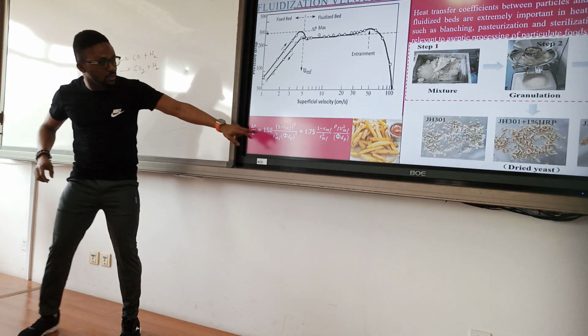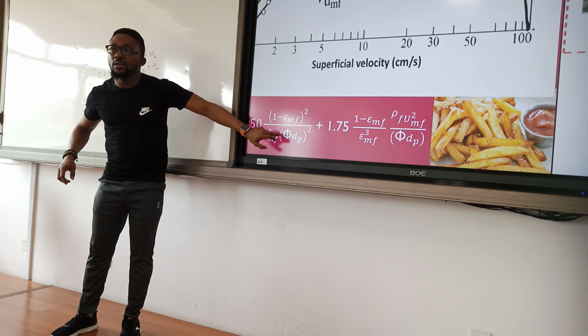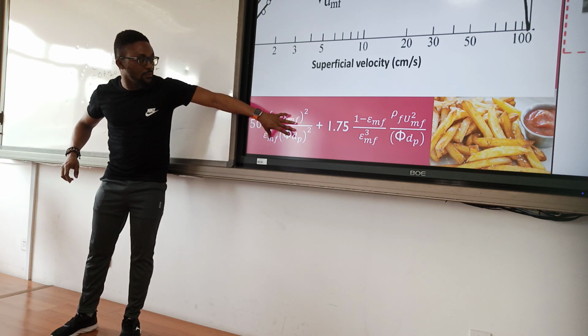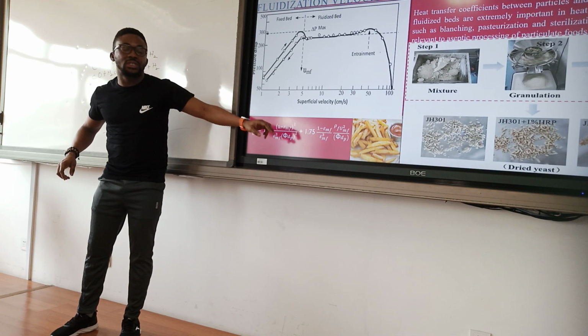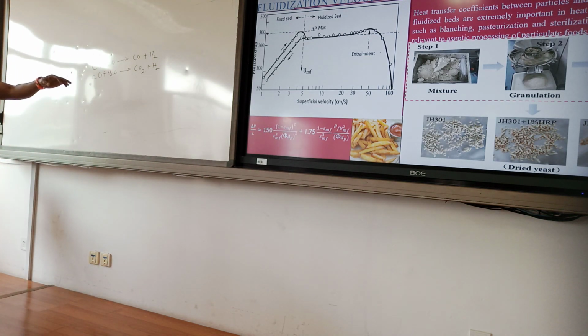This particular diameter, this particular term, is called the sphericity of the particle size. So this can be solved and adjusted to determine the minimum fluidization velocity.